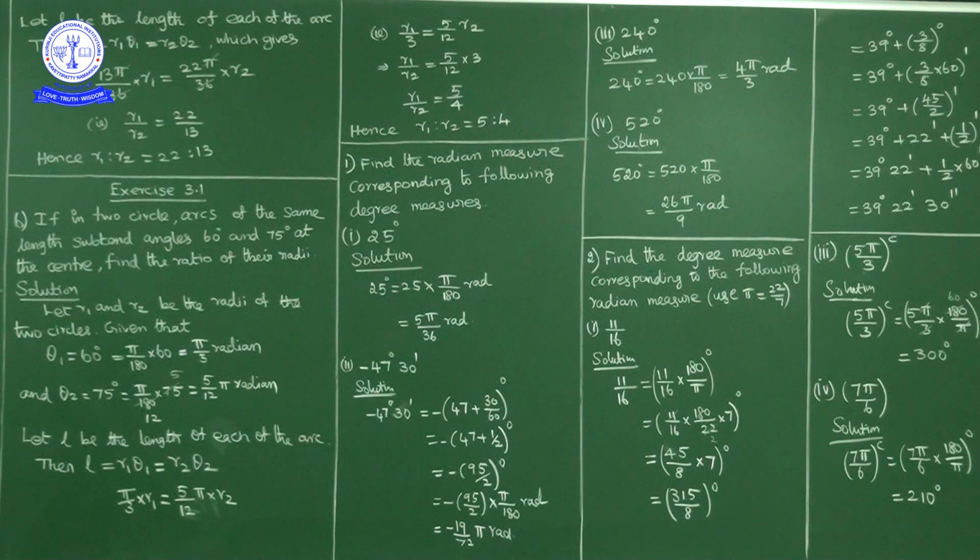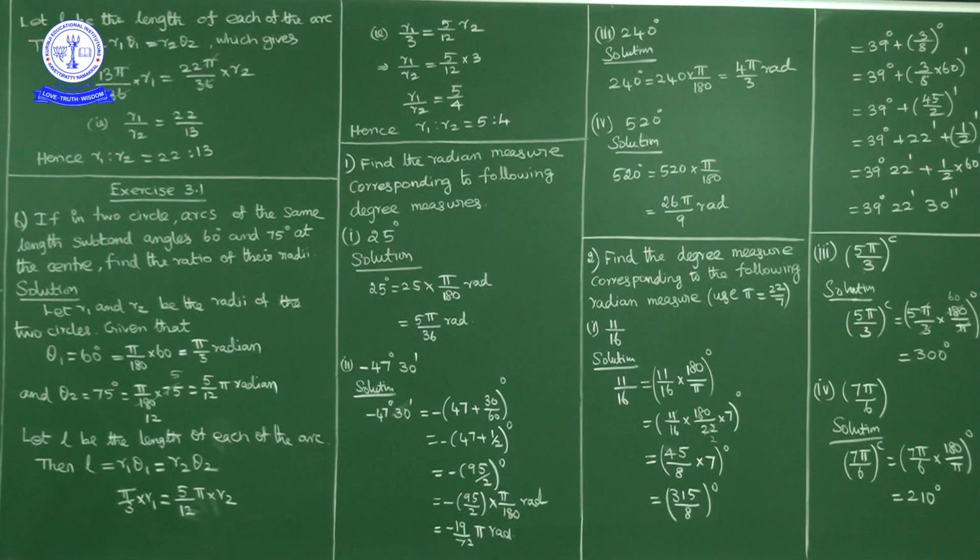Now the two arcs have the same length, so L is the same in both circles. Theta 1 is 60 degrees, which is pi by 3 radians. Theta 2 is 75 degrees, which is pi by 180 into 75. The 5 cancels, giving 5 pi upon 12 radians.